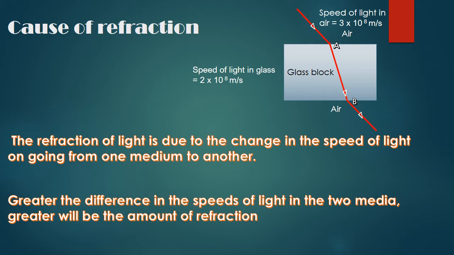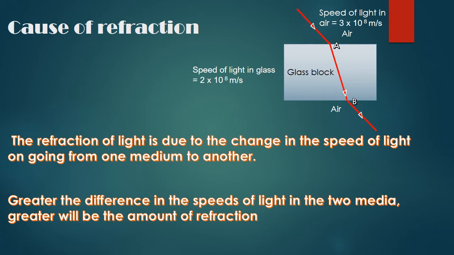So what is the cause of refraction? Refraction is caused due to the change in the speed of light on going from one medium to another. So when light moves from air to glass, the speed of light is different in air and in glass. That means the speed of light is more in air and lesser in glass. So when light enters from air into glass, its speed changes, or it gets reduced. And this change in speed of light in going from air to glass causes the refraction of light. So we have to note that the greater the difference in speed of light in the two media, the greater will be the amount of refraction of light.